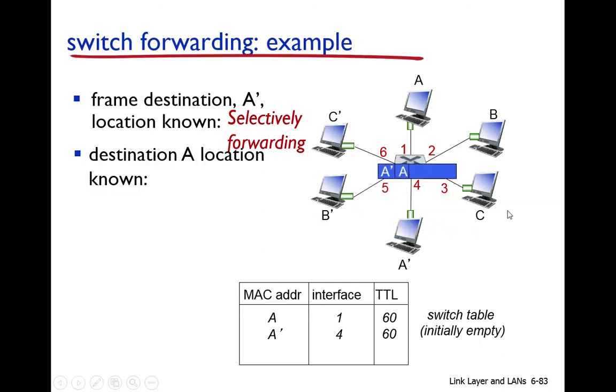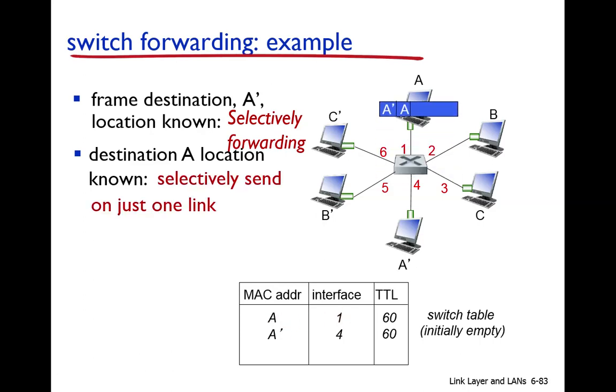Similarly, if A dash wants to send data to A, when it arrives at the switch, the destination address in this packet is A. So the switch will look in its forwarding table. For A, the interface is 1. So this packet is forwarded to A. It is not forwarded to other nodes. What does it mean? It means that if node B wants to send data to B dash, then it can send at the same time. If C wants to send data to C dash, then it can send at the same time. So A can send data to A dash, B can send to B dash, C can send to C dash at the same time, because their destinations are different.